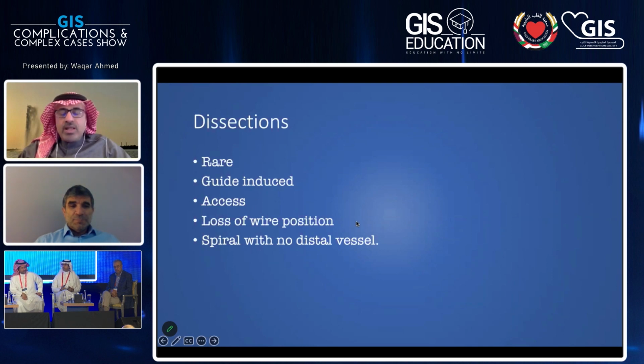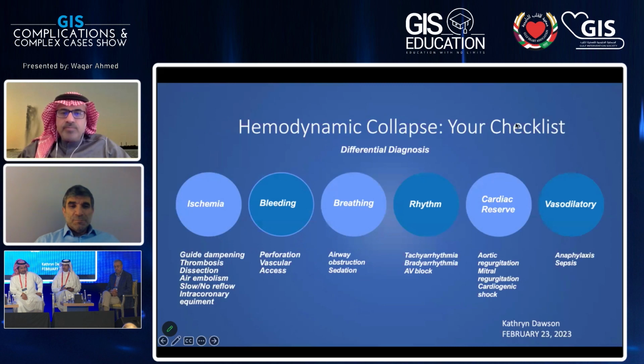And the worst thing that can happen is the loss of wire position or spiral dissection with almost no distal vessel. This is a slide I just took from the CTO New York meeting from February 23rd, and give credit to Dr.